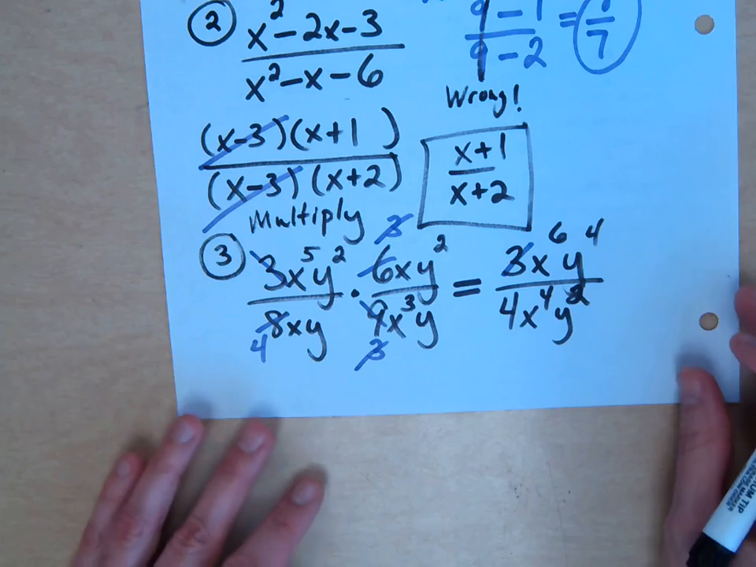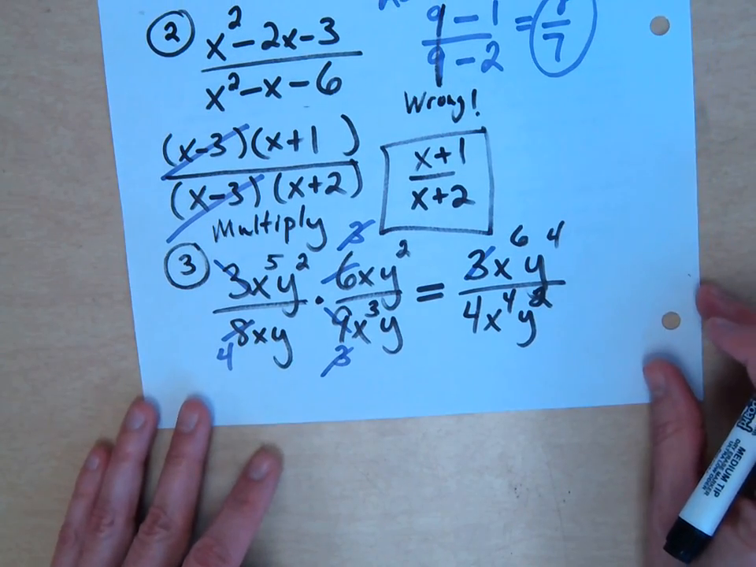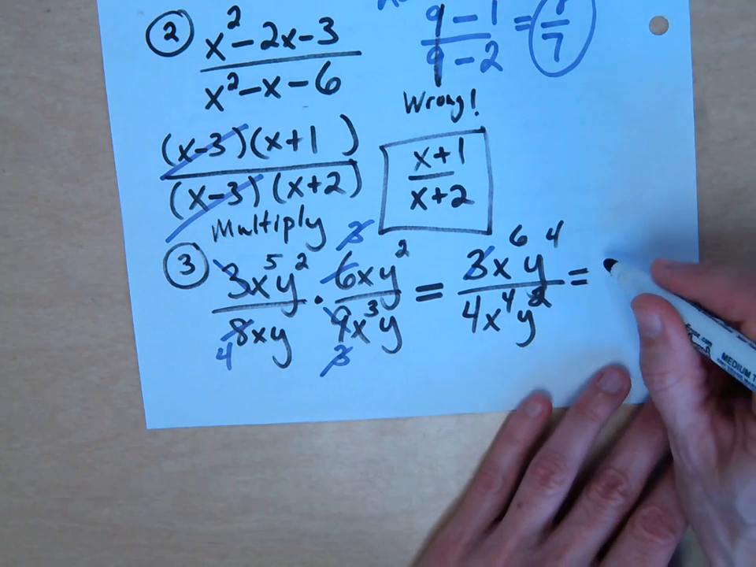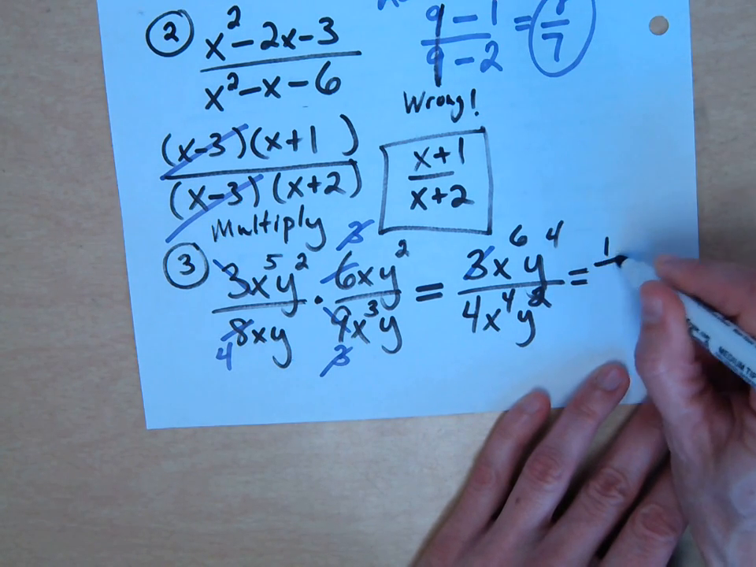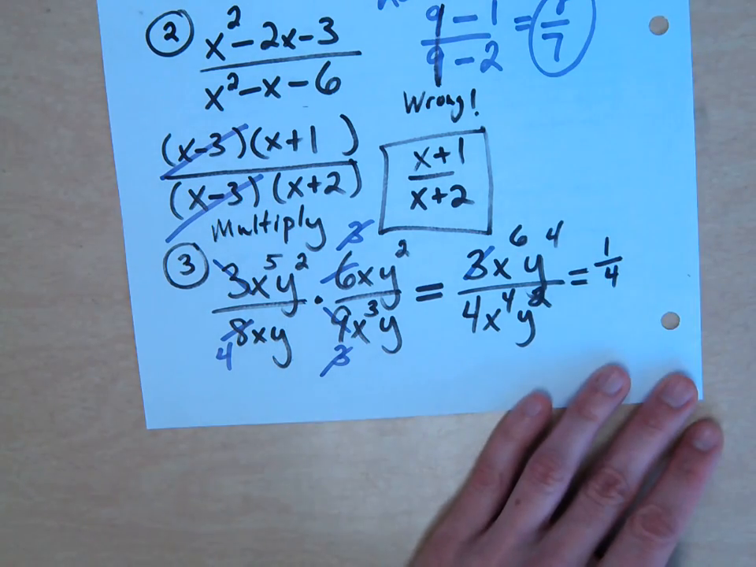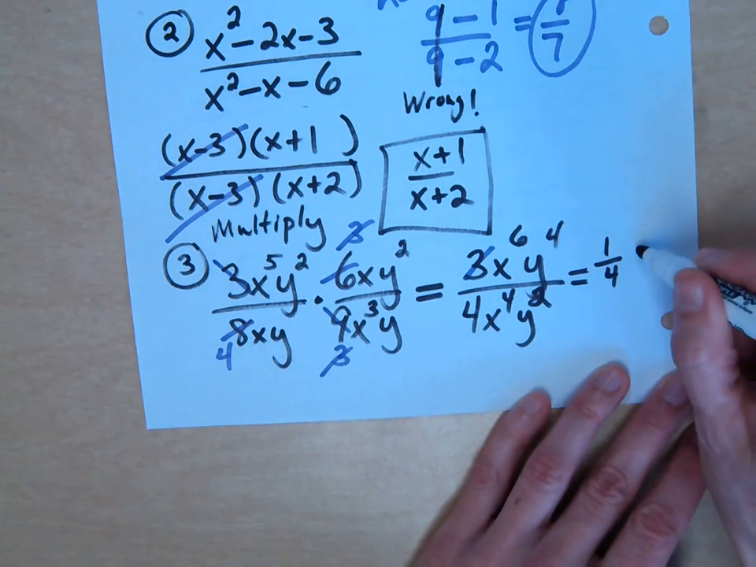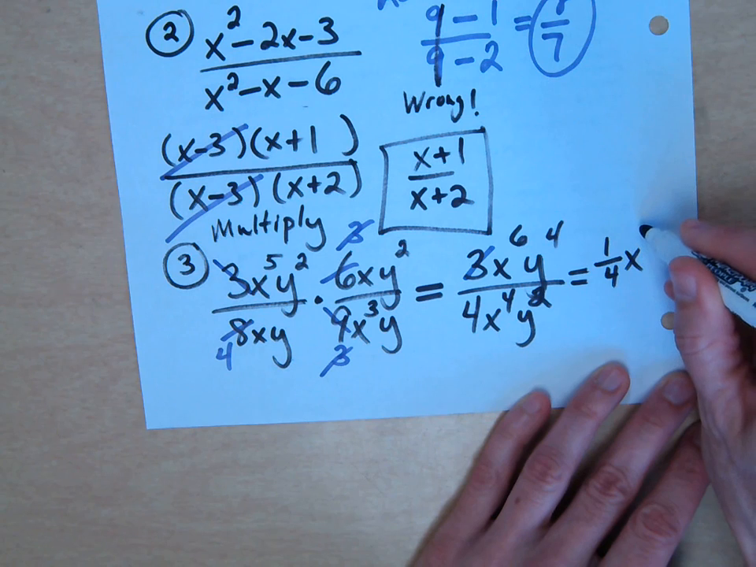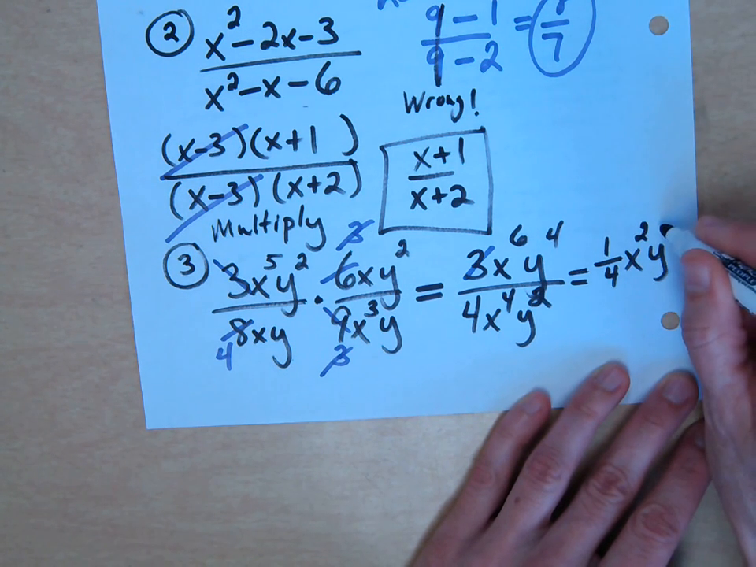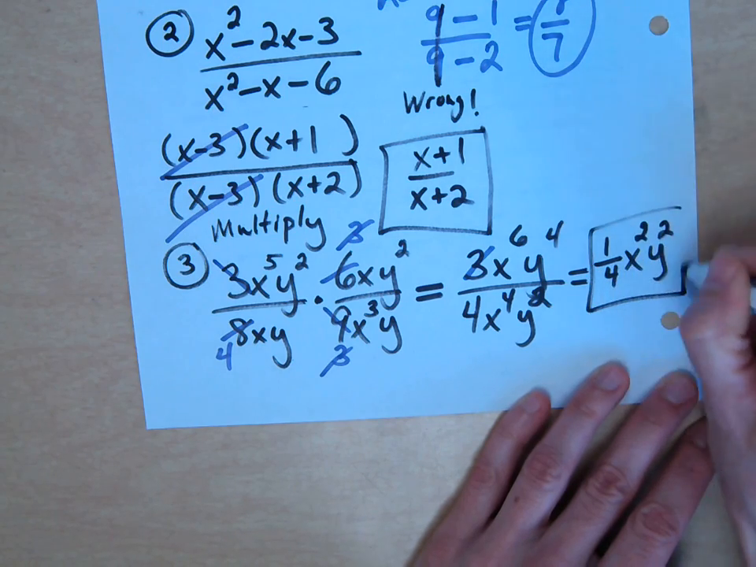Okay, and now we're going to keep going here. And now we just do the division. So we've got 1/4. And then you subtract exponents. 6 minus 4 is x to the second, nice. 4 minus 2. Nice, so there's our final answer.